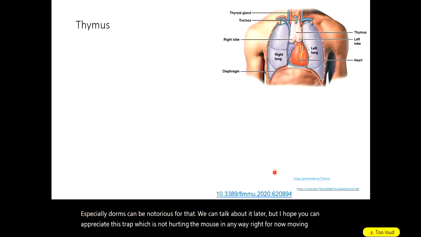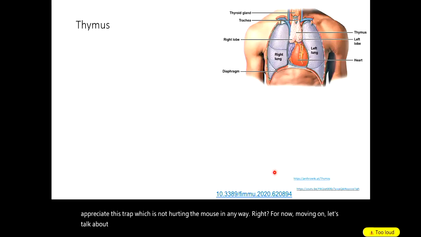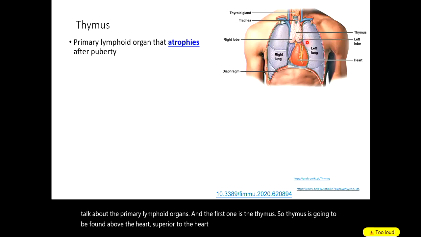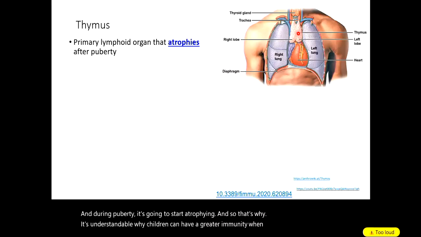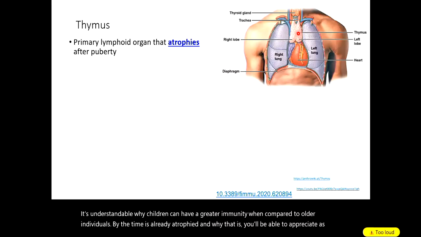Okay, moving on, let's talk about the primary lymphoid organs, and the first one is the thymus. So the thymus is going to be found above the heart, superior to the heart, and in children it's quite large, but as we start developing and during puberty it's going to start atrophying. That's why it's understandable why children can have a greater immunity when compared to older individuals where the thymus is already atrophied, and why that is you'll be able to appreciate as we go through this slide.